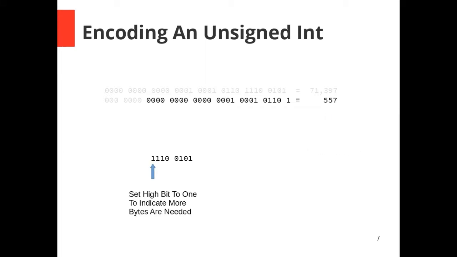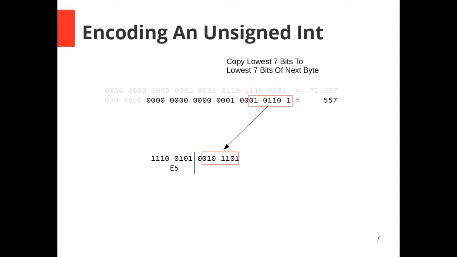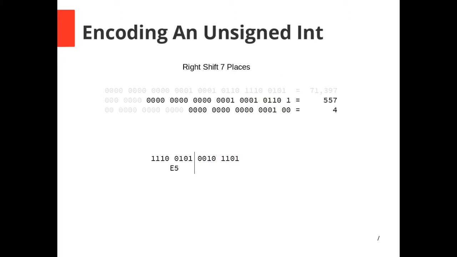Set the high bit to 1. Copy 7 bits from the number again. Right shift the number 7 places. And then the number is now 4. This is greater than 0, so we need to keep going.